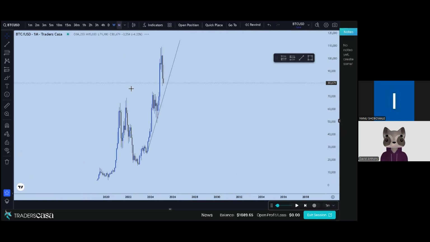So now coming back to the monthly, we have identified that this is a bullish trend, and we have drawn our trend line, right? We've drawn our trend line. So the next thing I want to identify now, I want to identify support and resistance levels.